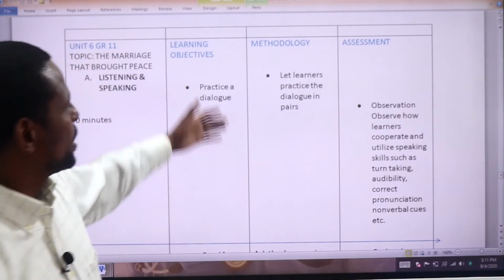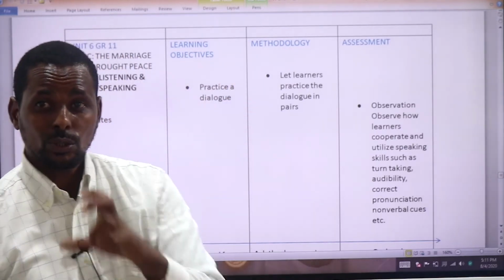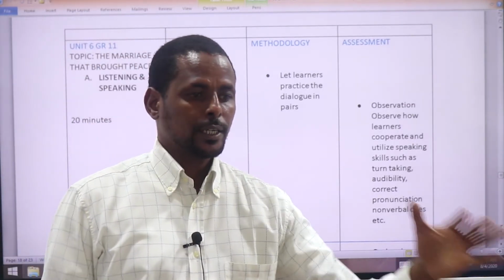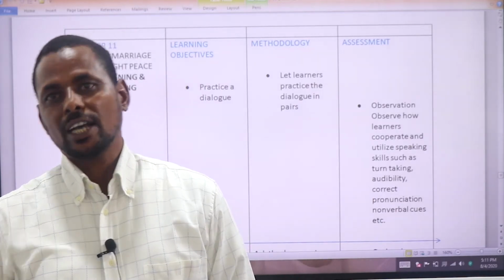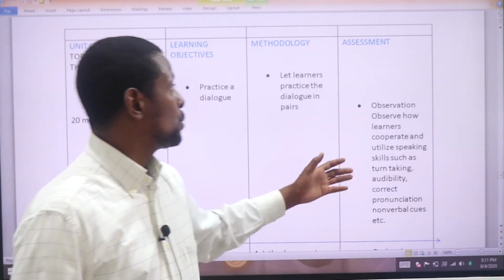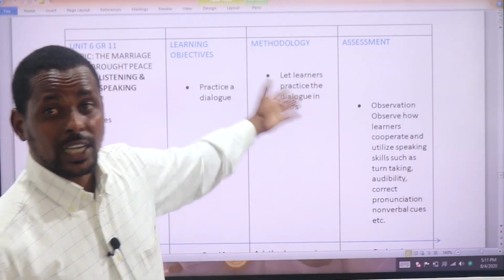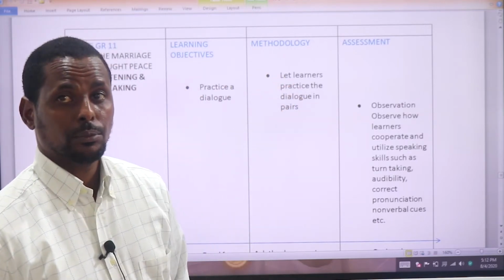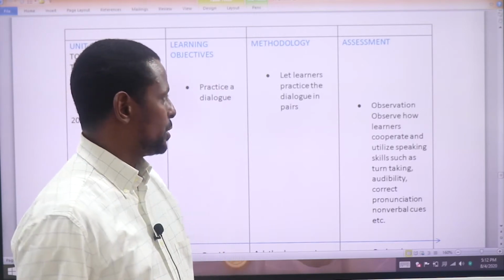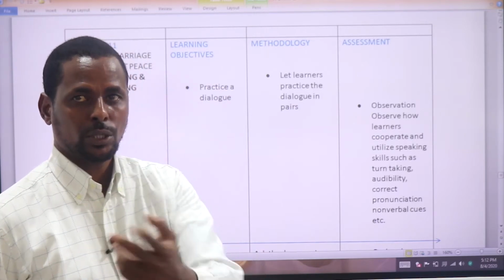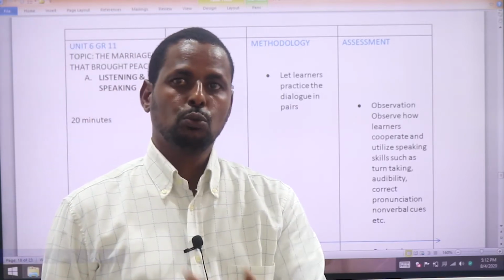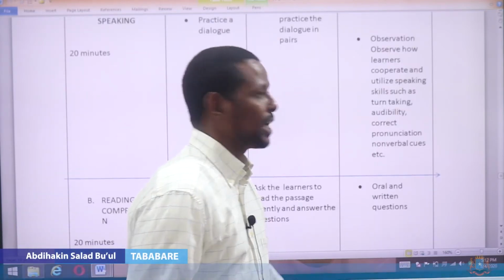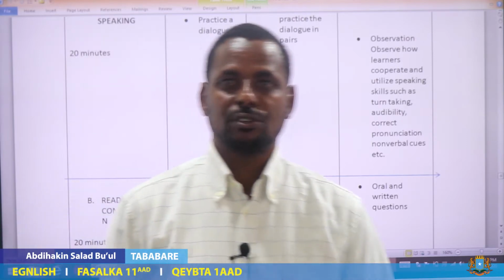How do we do it? Simple. You as a teacher organize the classroom and let learners practice the dialogue in pairs. Because we know obviously dialogue should be practiced. It should be a conversation between two people. Then how do you assess whether you have reached these objectives?